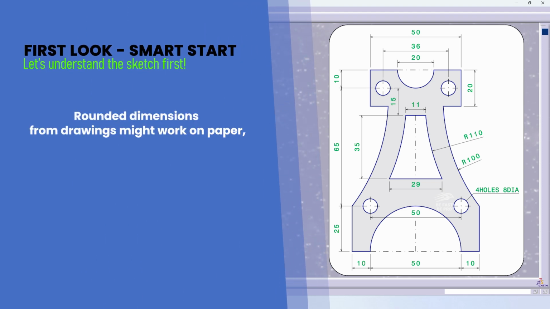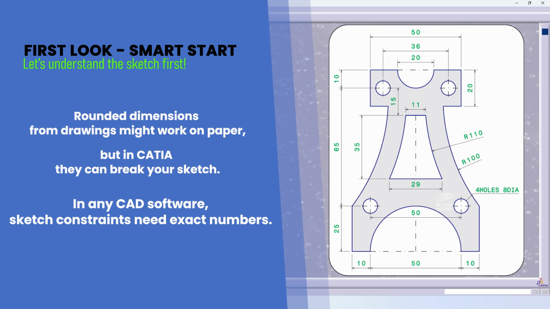Rounded dimensions from drawings might work on paper, but in CATIA they can break your sketch. In any CAD software, sketch constraints need exact numbers.